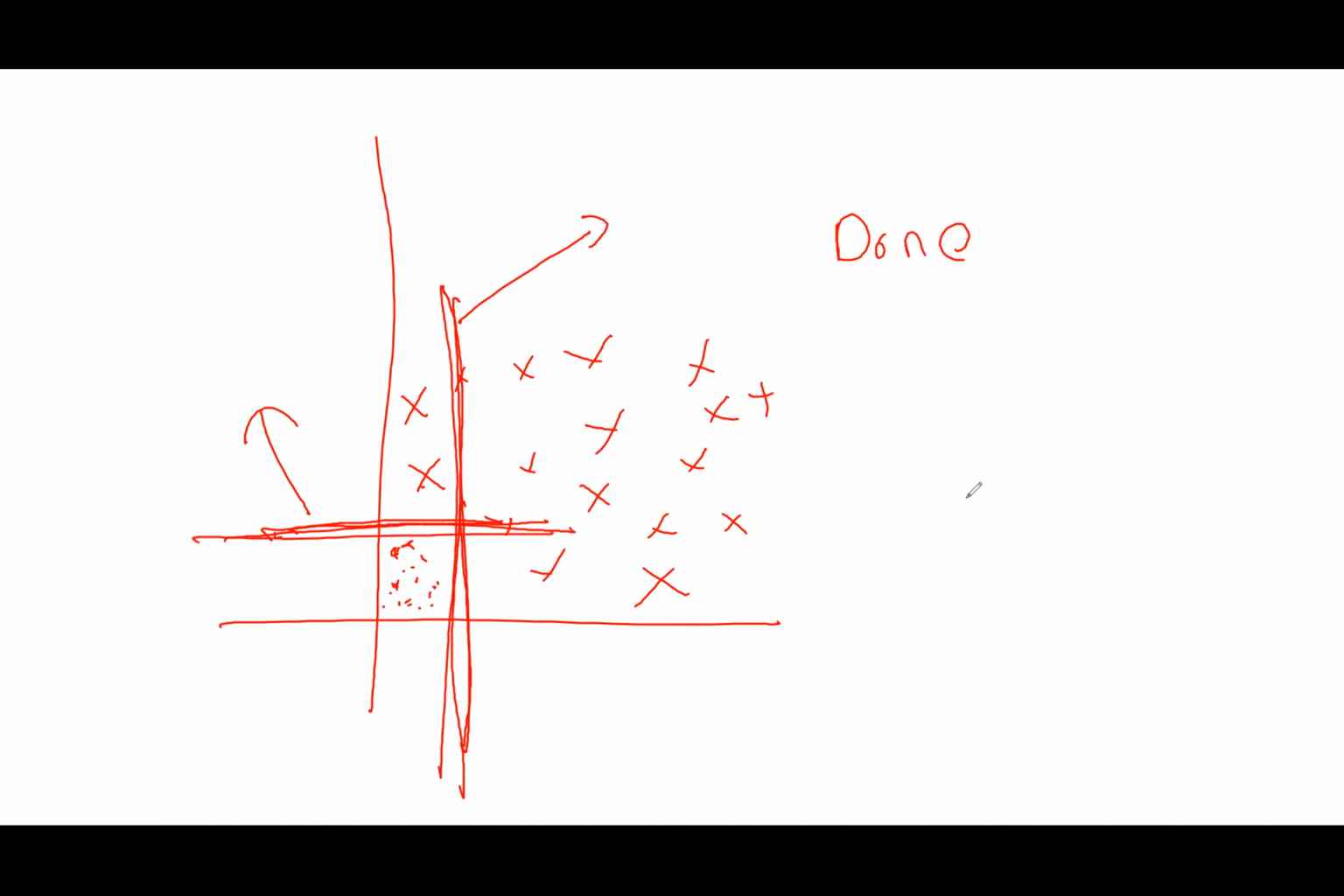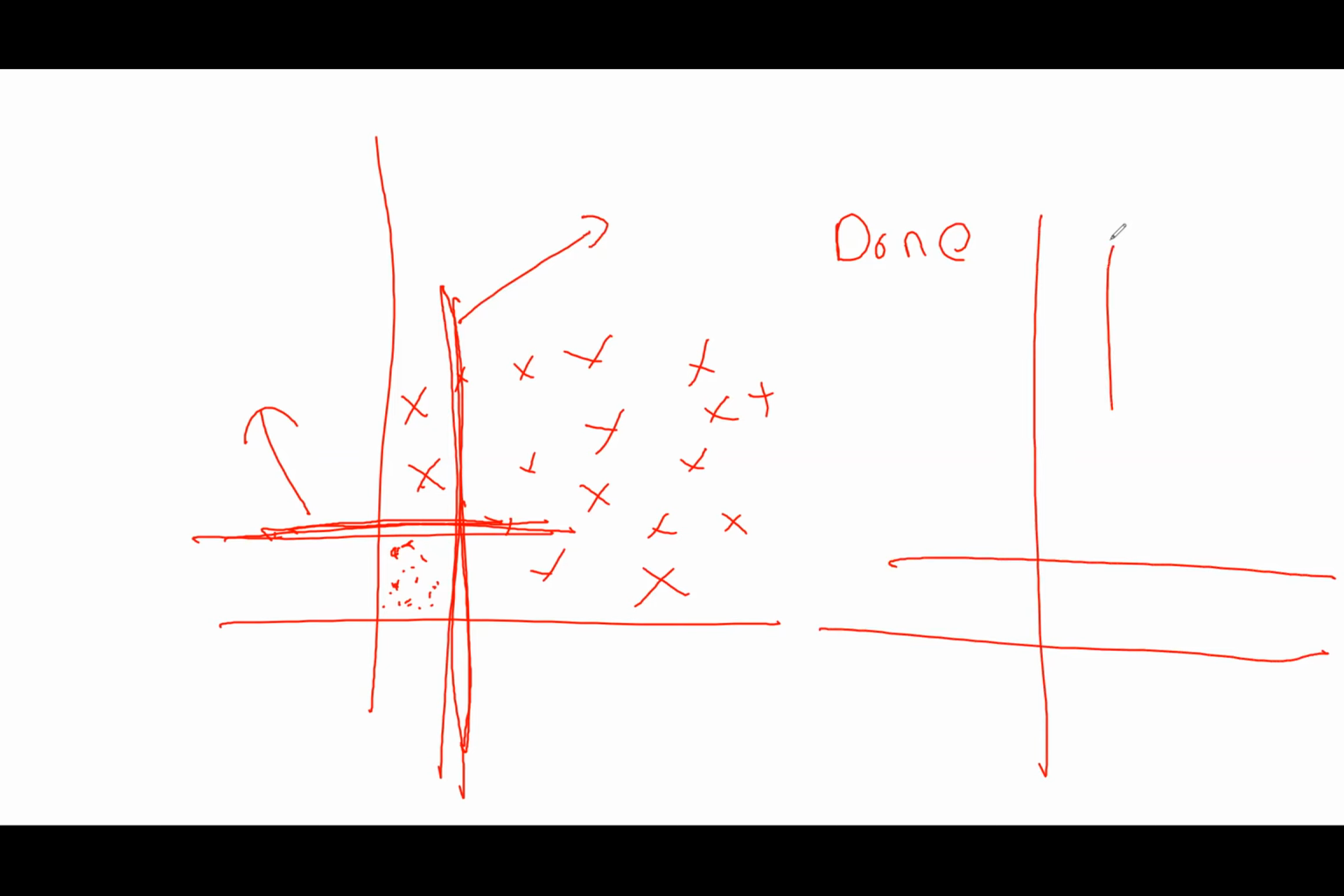Once it is done, all this data is gone. What the machine knows is only this. It will learn this line and this line, and it will know that anything in this area means people will not have the disease. Anything outside the area, people will have the disease.